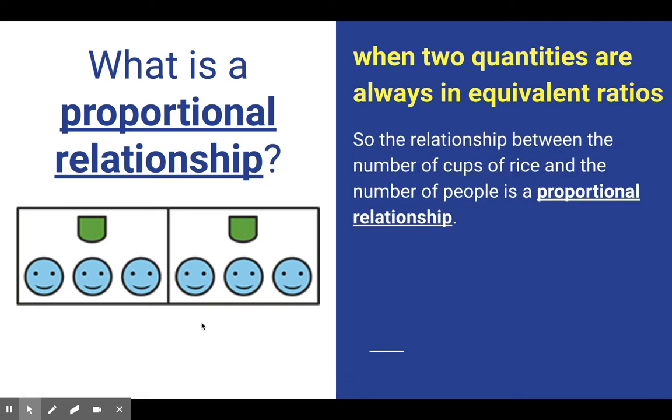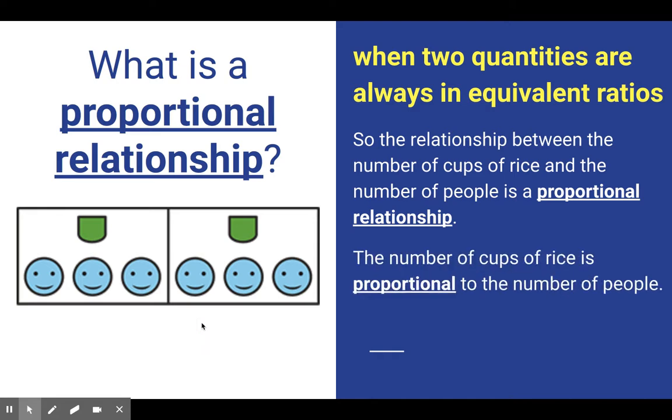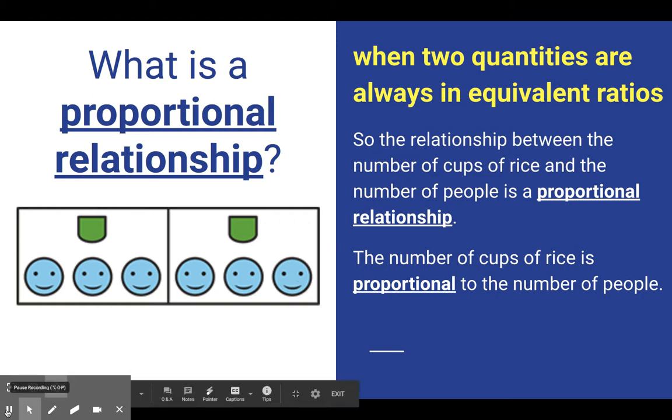So the relationship between the number of cups of rice and the number of people in the last example was a proportional relationship. And that just means that we can say the number of cups of rice is proportional to the number of people. So we're going to pause the video here so that we can make sure that we have our definition of a proportional relationship. And that simply means when two quantities are always in equivalent ratios. And we can copy down these examples because we're going to have access to our student companions from today. All right, thank you so much for copying that down.